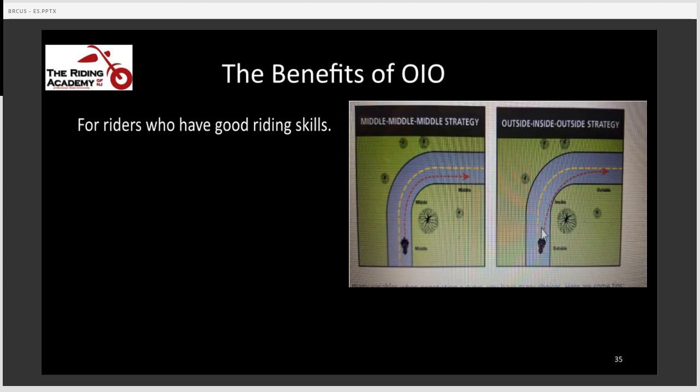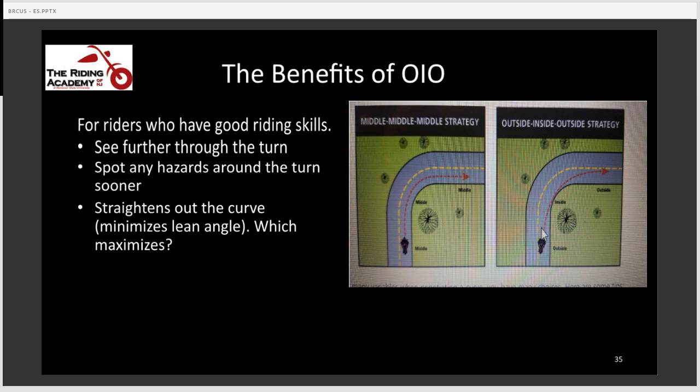All right. So, again, the benefits of outside, inside, outside: it's for riders who have good riding skills. It allows you to see further through the turn because you're to the outside. If you're to the outside, you can also see any hazards around the turn sooner. And if you notice the path of travel, it straightens out the curve. If you take a look at these two, by going outside, inside, outside, you're leaning less. Because if you go middle, middle, middle, you have to lean a little bit more. So by going outside, inside, outside, you're leaning less, which maximizes what?